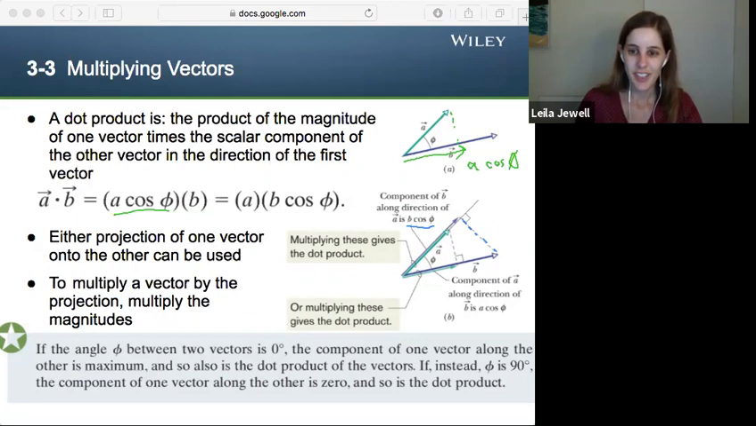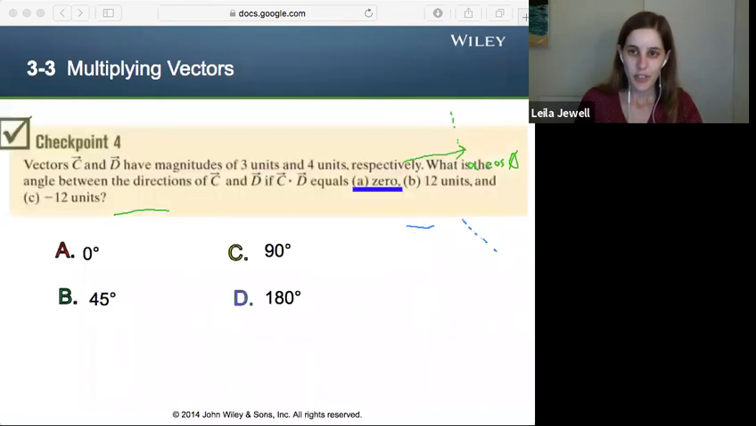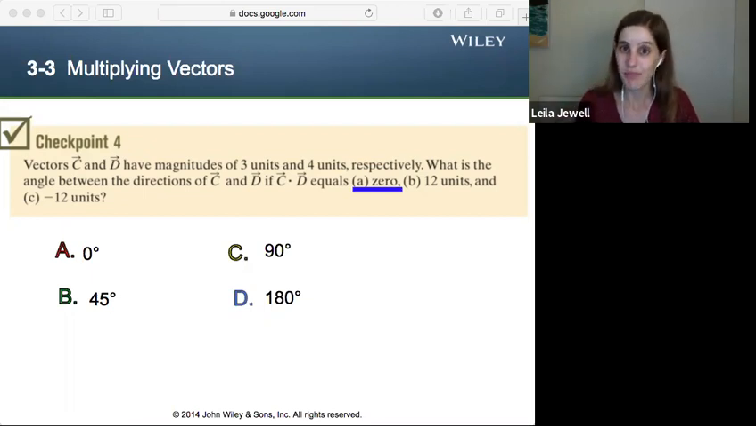Right. So let's look at an example. I'll clear my drawings here. Vectors C and D have magnitudes of 3 and 4 units respectively. What is the angle between directions of vector C and D if C dot D equals 0, 12 units, and negative 12 units? So I'd like you to think this through, then you can go ahead and move forward with the video after you've come up with an answer. So go ahead and pause. Did you pause? Right. Well, let's see.